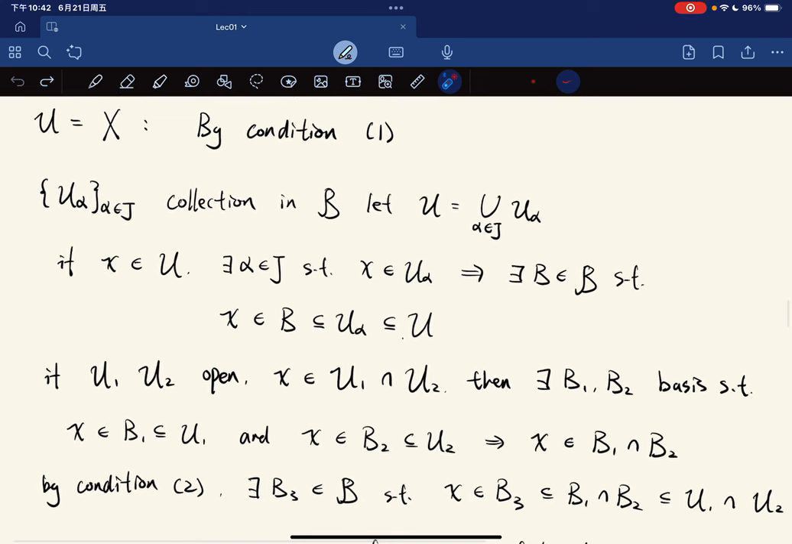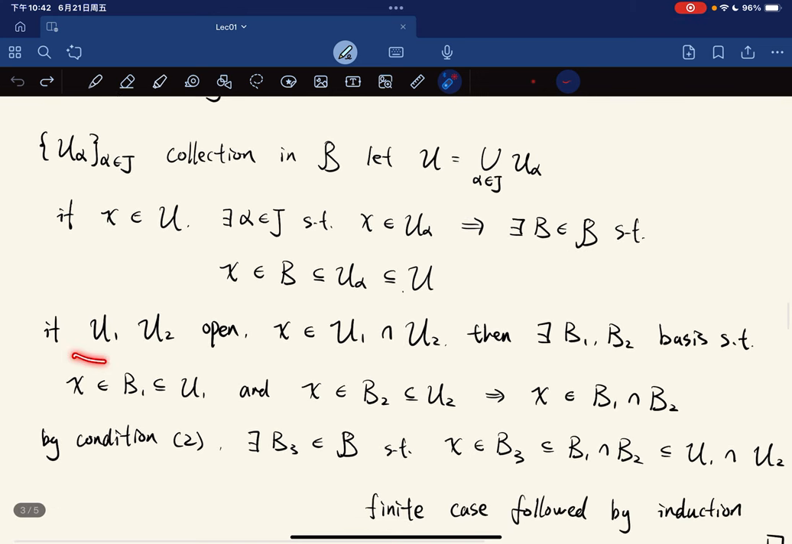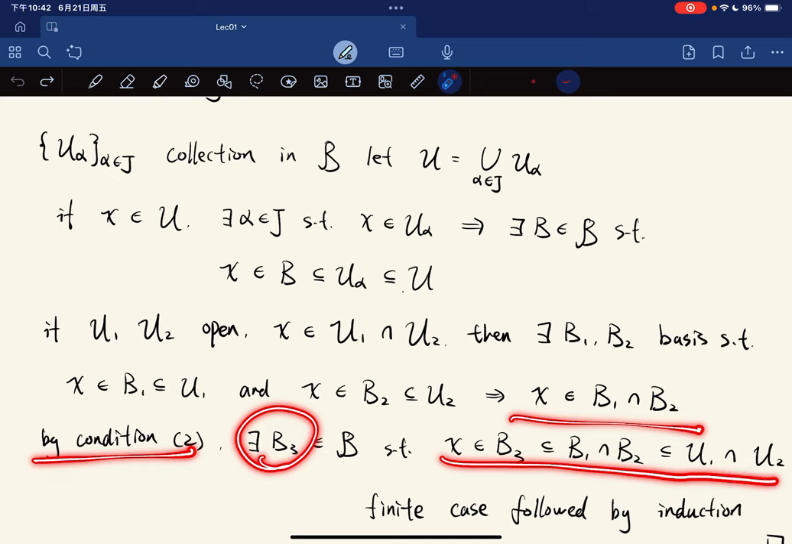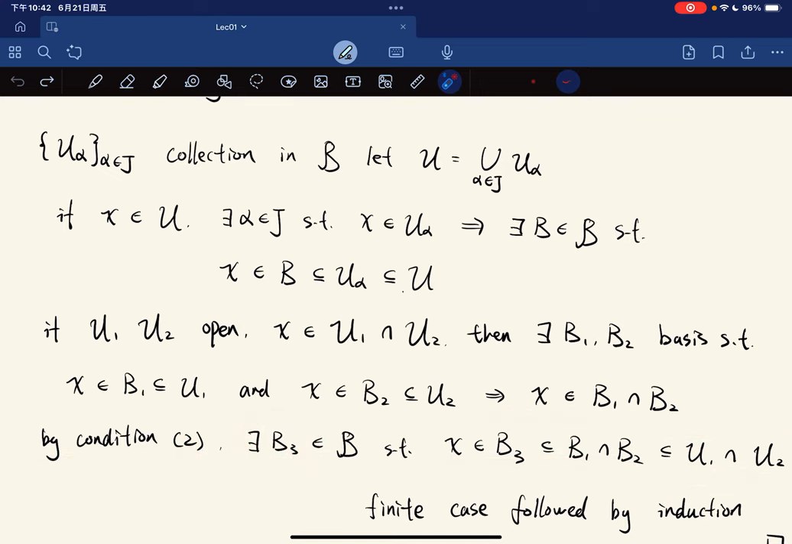And if U1 and U2 are open, and we fix x in their intersection, we want to check the finite intersection. So x is in U1 intersect U2. Since x is in U1 and in U2, there exist separate basis elements B1 and B2 inside them containing x. Since x is in both, by condition two there is another basis element B3 containing x inside the intersection. So U1 intersect U2 is again open.